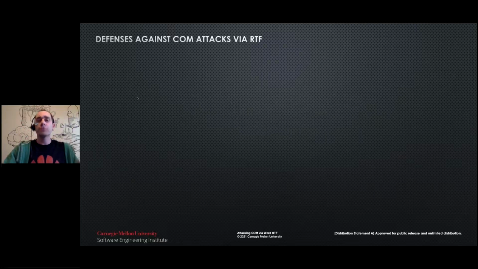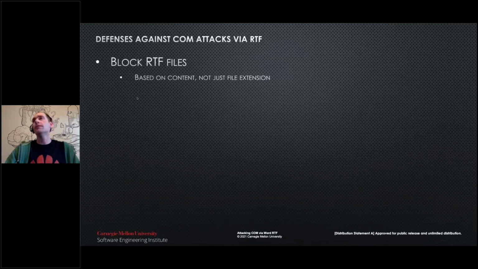What can we do if we're in charge of defending systems? One thing you could potentially do is look at your workflows and see, do we have a work need to receive RTF files? I find them to be pretty uncommon. The one thing you need to consider is it's not just the extension .rtf. If you think about the video that I played earlier, that had a .doc extension.